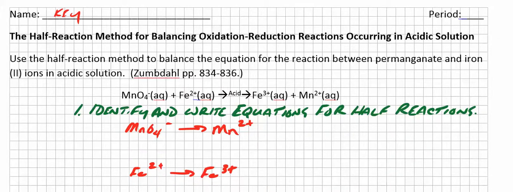All right, let's go ahead and get started. The title of this worksheet is the half reaction method for balancing oxidation reduction reactions occurring in acidic solutions. So acidic solution is the operative word here.